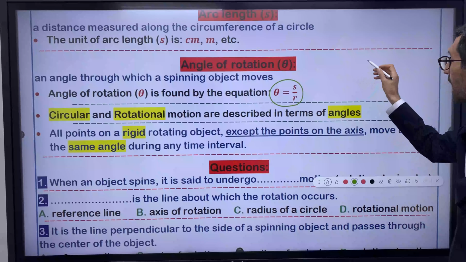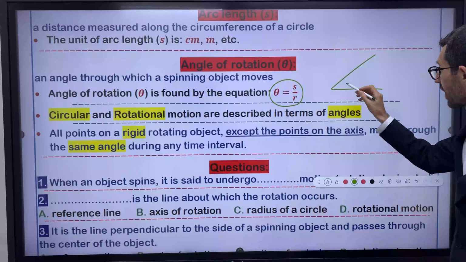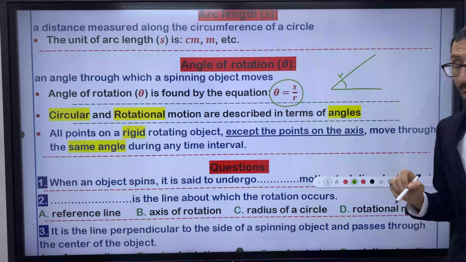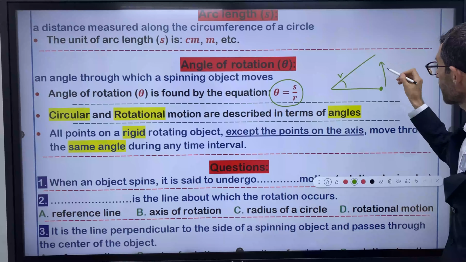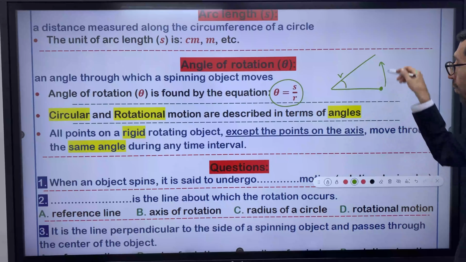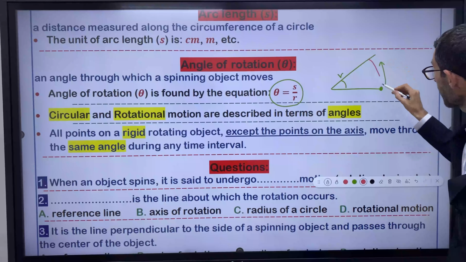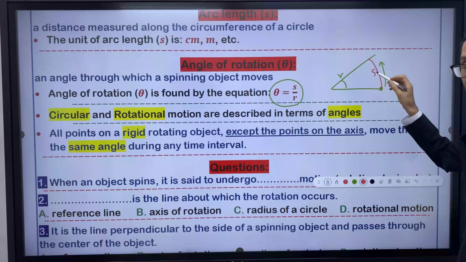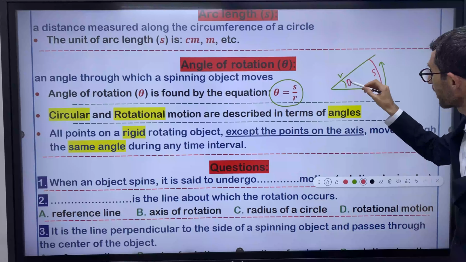Theta is equal to. So what's this? Maybe this one is a reference line, right? Reference line. And this one is the radius of circular path. This is our subject. It moves, for example, in this direction, counterclockwise. It travels an arc length along a circular path, actually. This is called S, right? S arc length, and this angle is called theta.